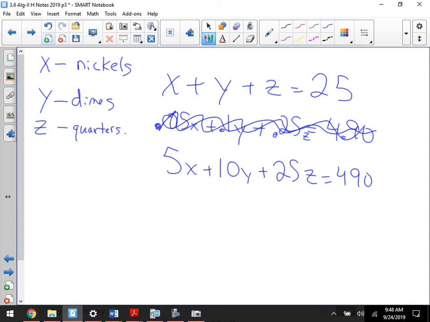Take out the 5. Very good. I'm going to take out the 5. Remember, do you have to do that? No, it just makes things look a little bit cleaner. It might help out in the long run.